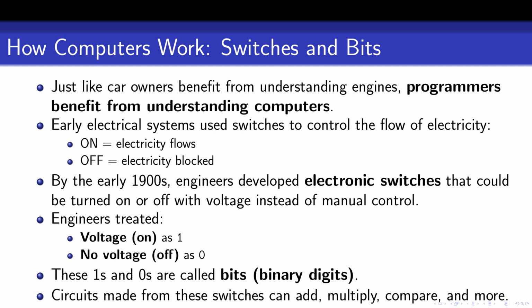In the 1800s, switches were mechanical and manually operated. But in the early 1900s, engineers developed electronic switches that could be controlled automatically. If a positive voltage was applied, the switch would turn on, representing a 1. If there was no voltage, it was off, representing a 0. These ones and zeros are called bits, short for binary digits. By combining lots of switches into circuits, engineers were able to build machines that could perform calculations, such as adding or multiplying numbers.